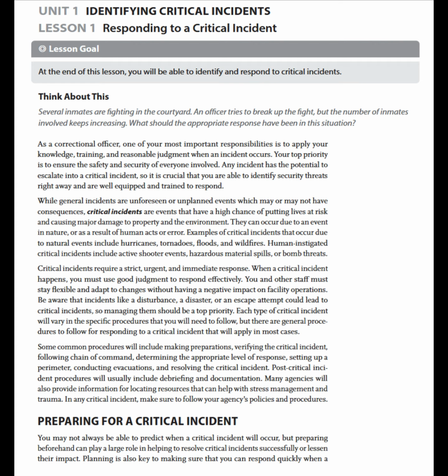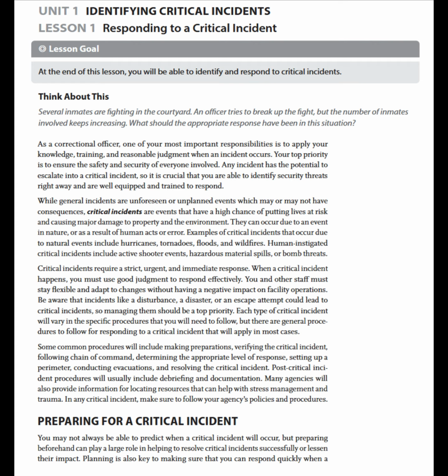Critical incidents require a strict, urgent, and immediate response. When a critical incident happens, you must use good judgment to respond effectively. You and other staff must stay flexible and adapt to changes without having a negative impact on facility operations. Be aware that incidents like a disturbance, a disaster, or an escape attempt could lead to critical incidents, so managing them should be a top priority.